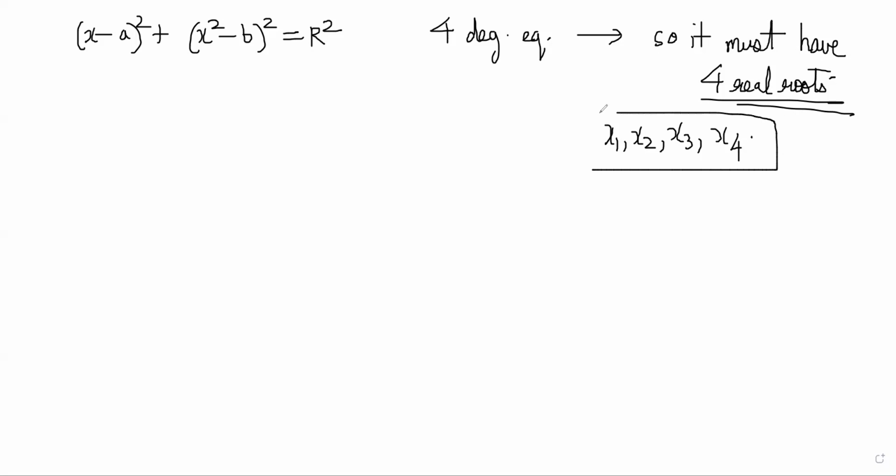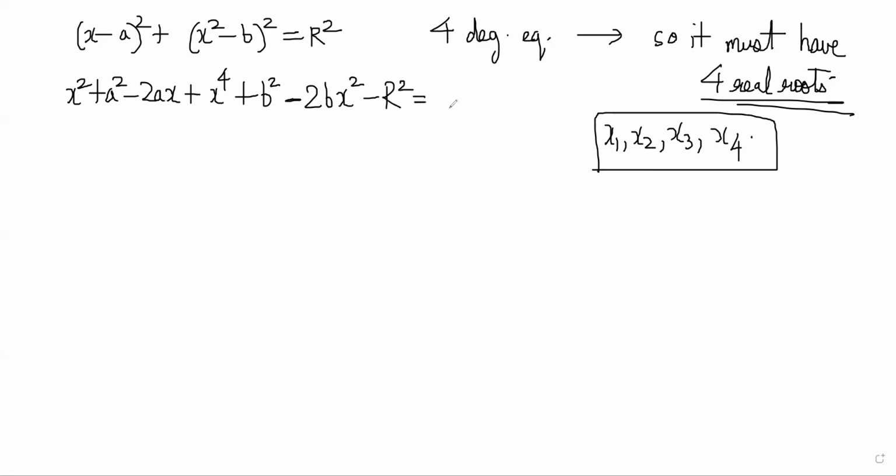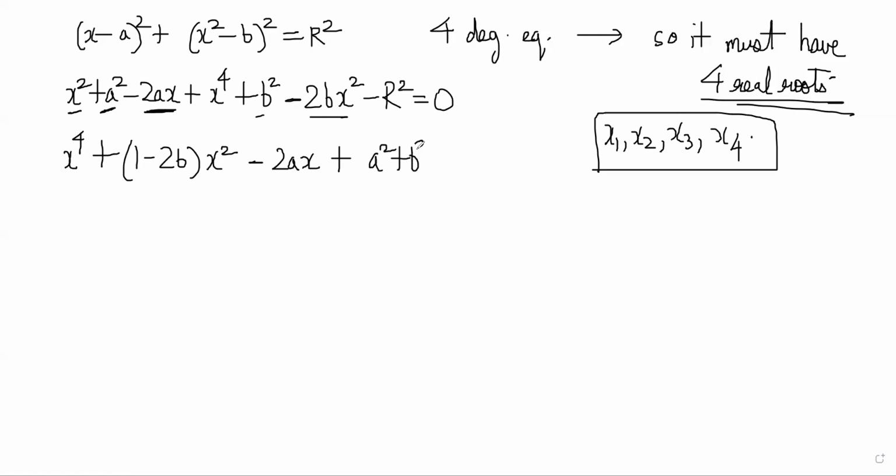So now you can first expand this. You'll get x square plus a square minus 2ax plus x power 4 plus b square minus 2bx square minus r square is equal to 0. So taking all the terms properly, x power 4, and x square is here and x square is here, so plus 1 minus 2b x square, x is here and there is no other x, so minus 2ax, and the constant terms are a square, b square and this. So a square plus b square minus r square equal to 0.